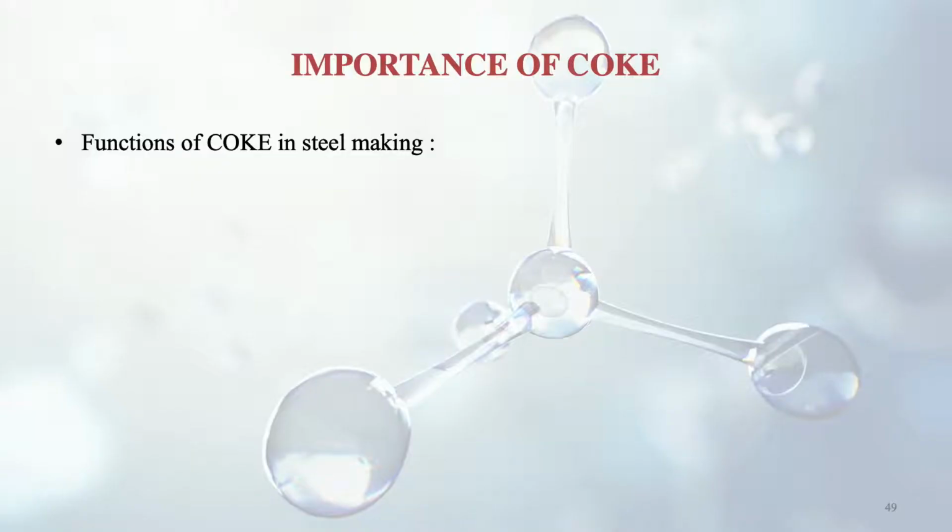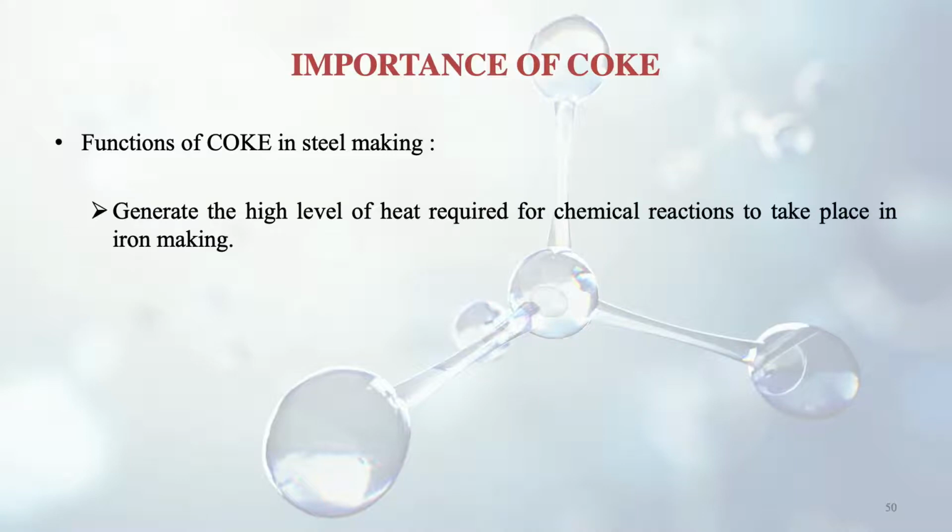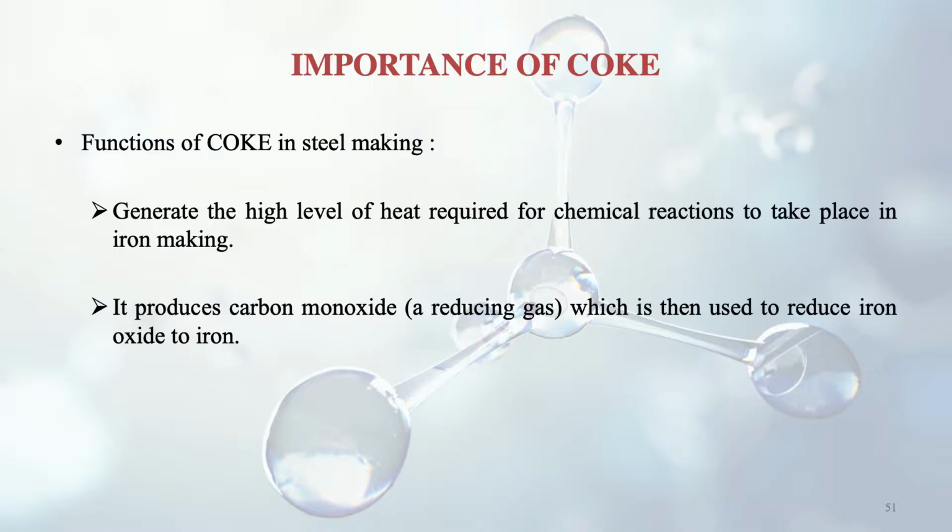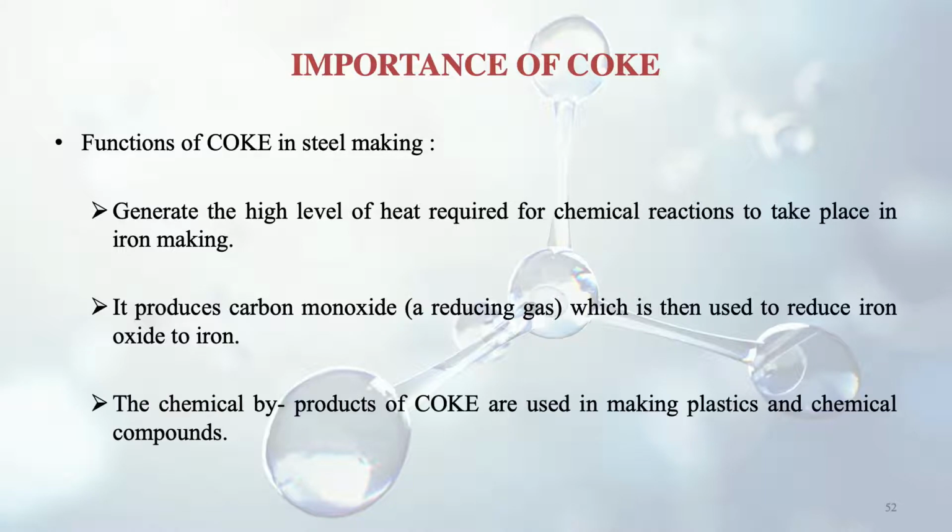Functions of coke in steel making we will see now. Number one, it generates the high level of heat required for chemical reactions to take place in iron making. So it generates the required amount of heat needed for the chemical reactions in the process of iron making. Then it produces carbon monoxide, which is a reducing gas, and it helps to reduce the iron oxide to iron. The chemical byproducts of coke are used in making plastics and chemical compounds. So the byproducts we get from coke are also used for making plastics and chemical compounds.